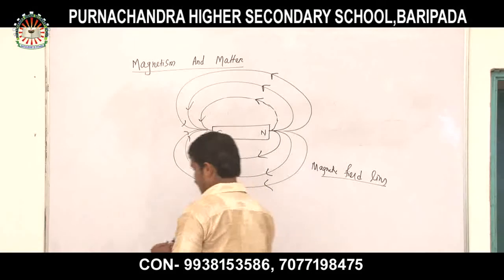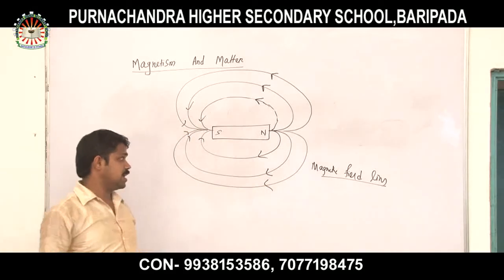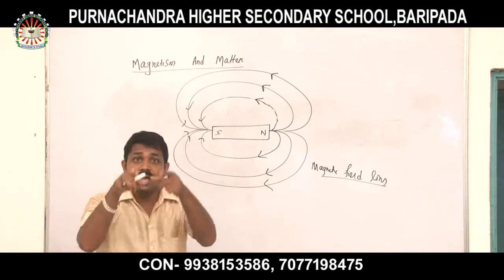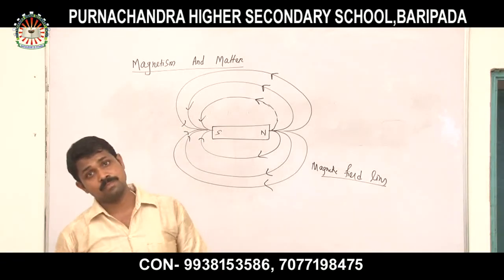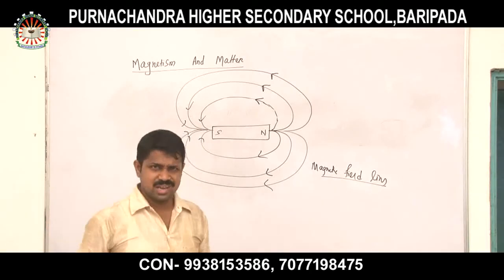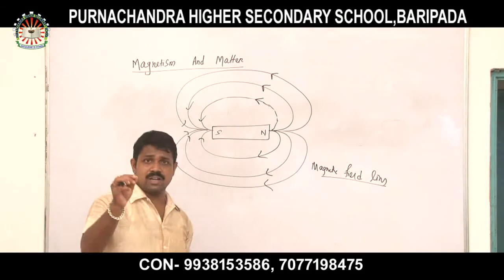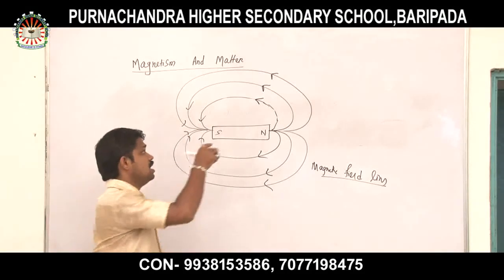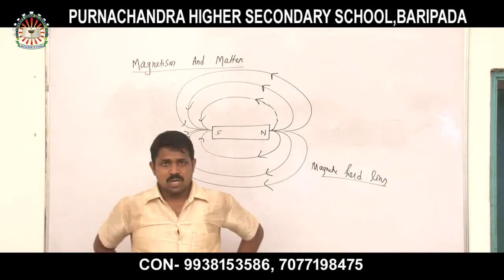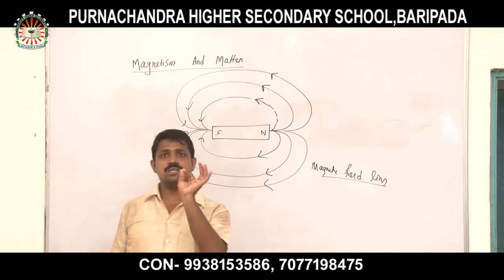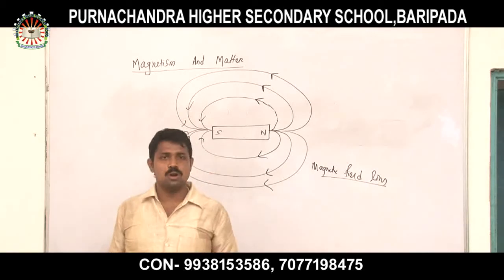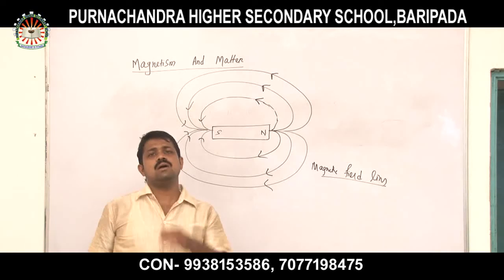magnetic field lines. Now I can define the magnetic field lines. Magnetic field lines are the imaginary lines which are drawn along the direction of the magnetic field. In other words, the magnetic field line shows the direction of the magnetic field. Understood all of you? Clear? And remember one point, these are not real lines, these are imaginary lines, helpful to show the direction of the magnetic field.